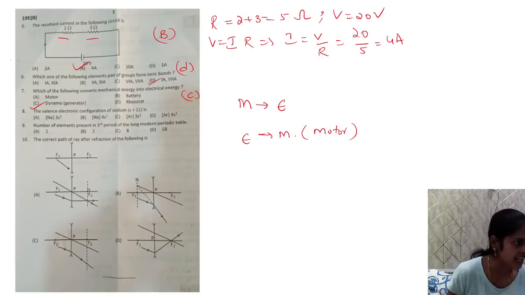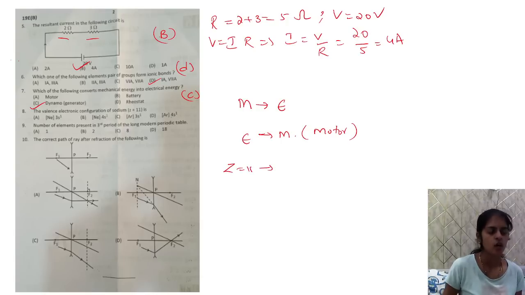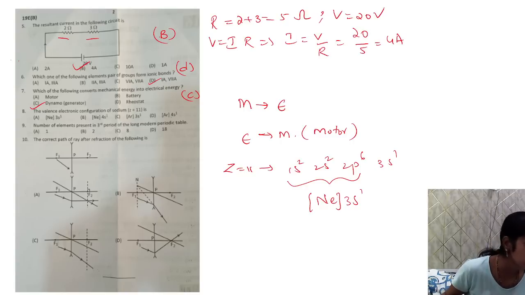See the next one. The valence electronic configuration of sodium Z equal to 11. Z equal to 11 means 1s2, 2s2, 2p6, 3s1. Okay, this 1s2, 2s2, 2p6 I can write as neon configuration, and 3s1. So which is the correct option here? Ne 3s1. So option A is correct.